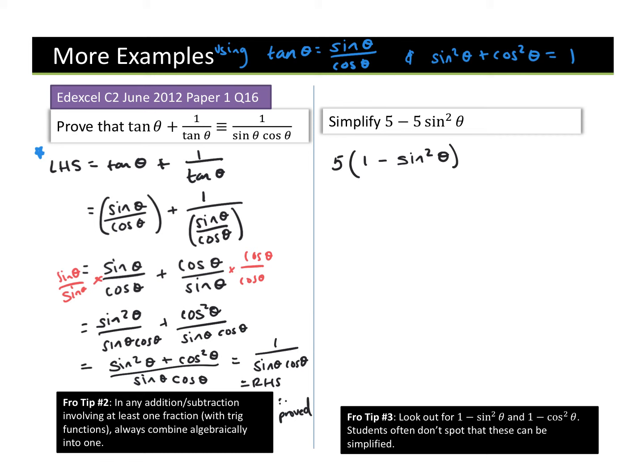Now how could I get 1 minus sine squared theta? Well, using that formula, I know that sine squared theta plus cos squared theta equals 1, and cos squared theta equals 1 minus sine squared theta. Okay? Now, if I have to rearrange a formula to then help with our simplification, you should write that down too. Then you could put, therefore, equals 5 lots of cos squared theta, because we know that 1 minus sine squared theta is cos squared theta. Yeah?